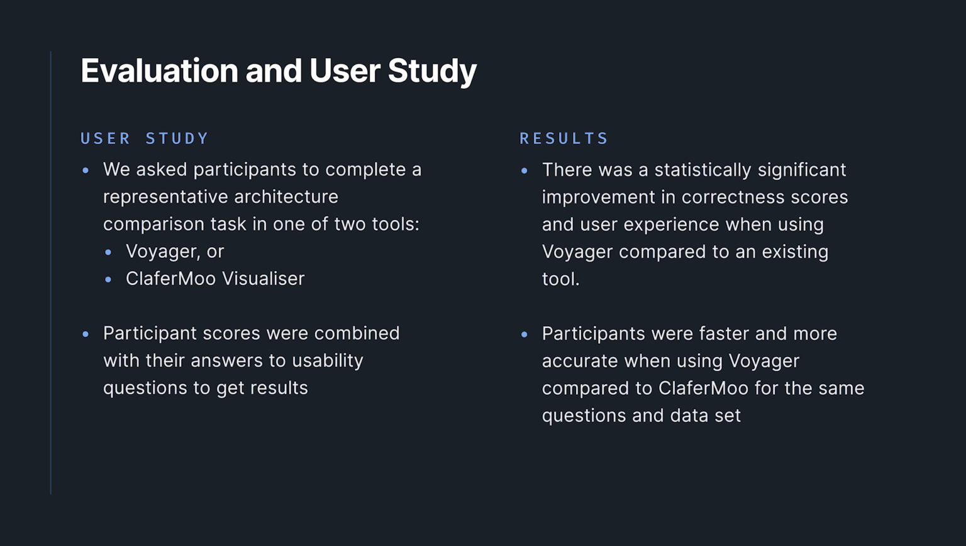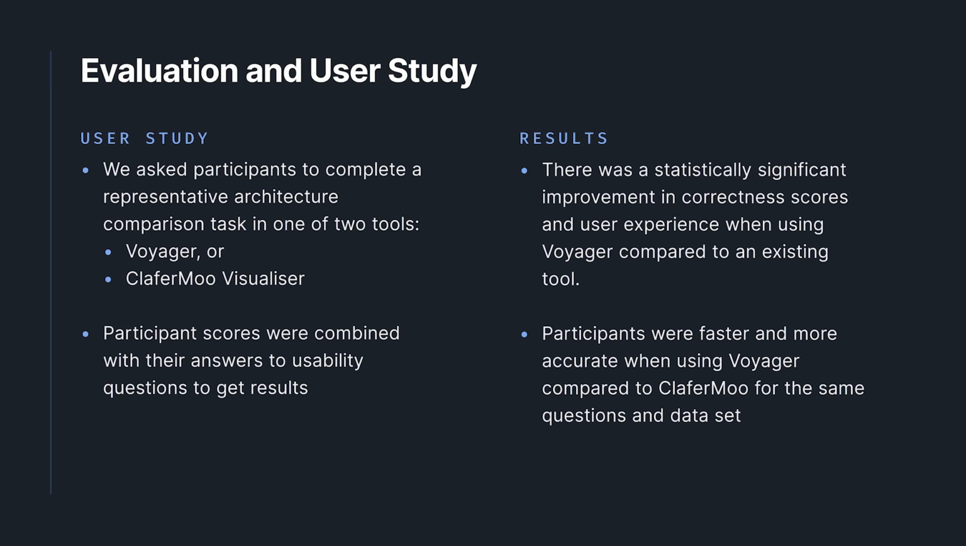We conducted a user study where we asked participants to solve a set of questions probing the architectural design space for a set of configurations. Our user study showed that Voyager is effective for use with multi-dimensional architecture trade-off problems. We gave participants 2 tools, a spreadsheet to gather a baseline, and either Voyager or Clafer Visualizer, a comparable existing tool.